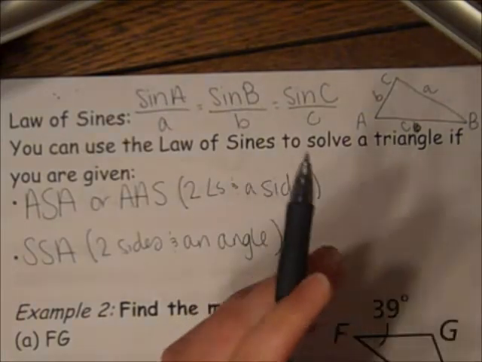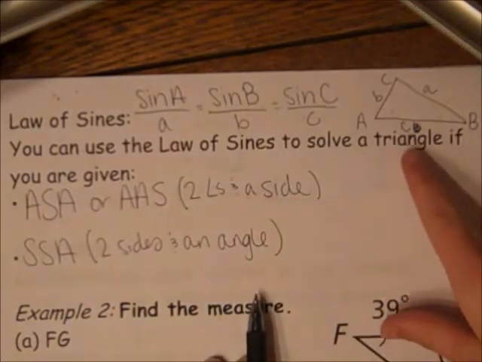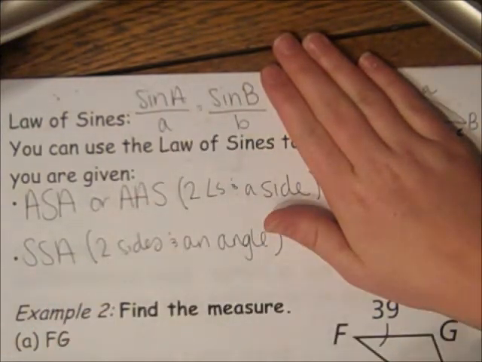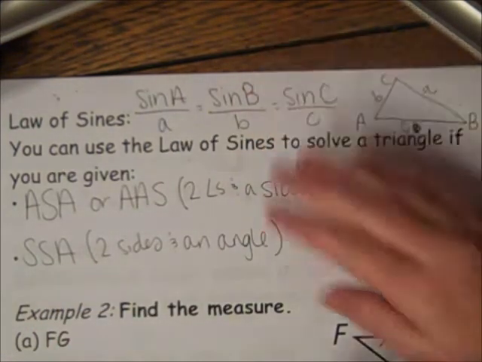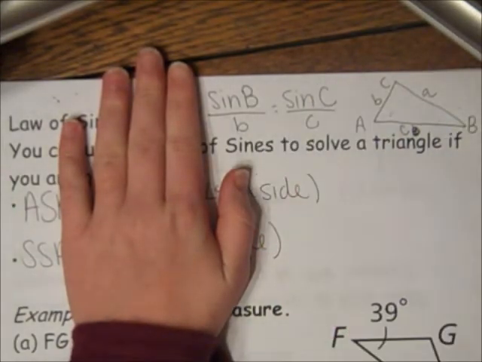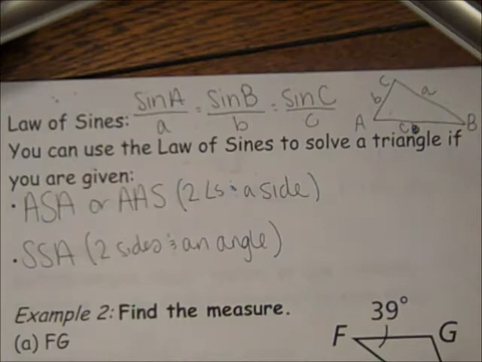Now, you're only going to use two of these at one time. So if I'm talking about A and B, I can use those two, set up a proportion, and cross multiply for the one I don't know. Or if I have B and C, I can set up a proportion with B and C. So you're never going to use all three of them at the same time.